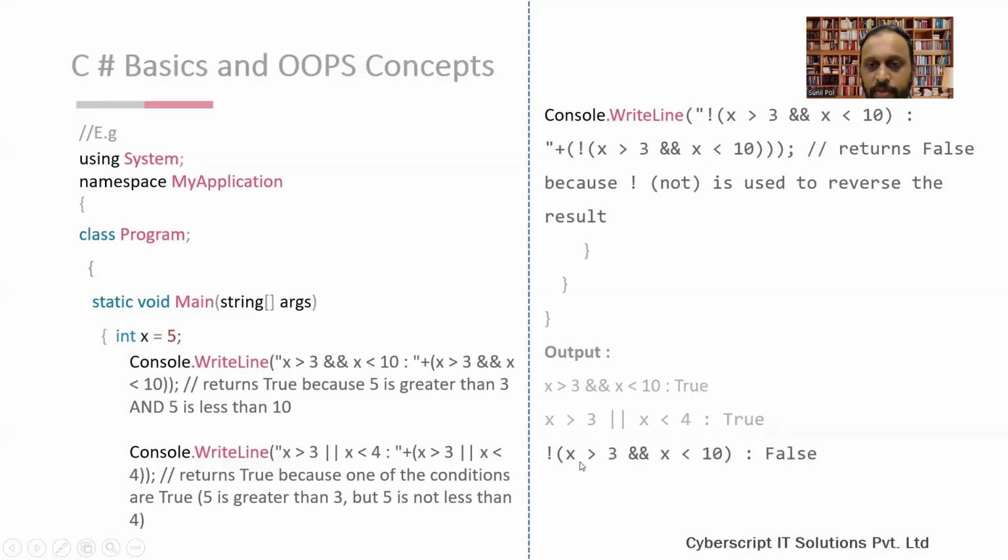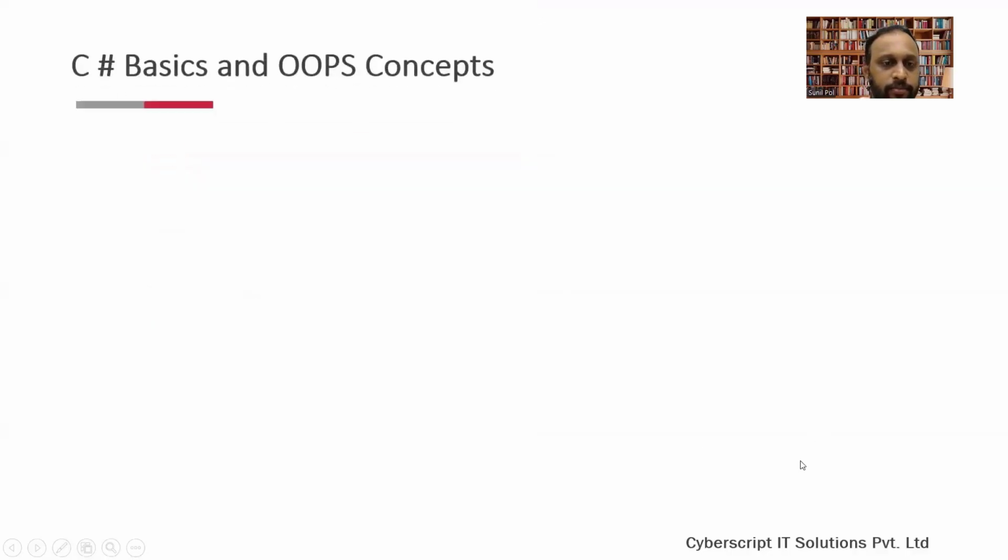And as we discussed, 5 is greater than 3 and 5 is less than 10. So the result is true. And due to this operator, it will reverse the result. So that's why it will print false over here.